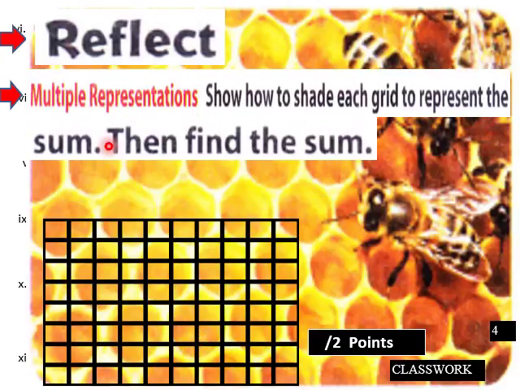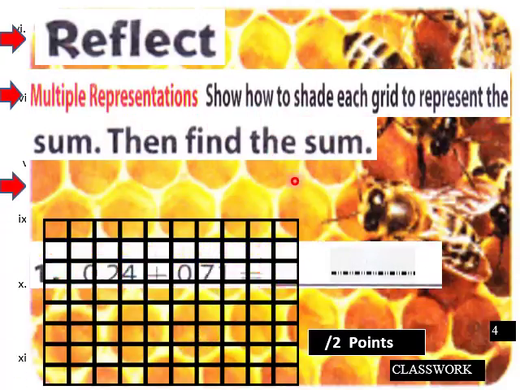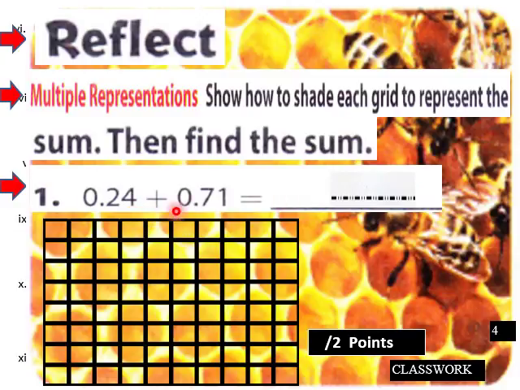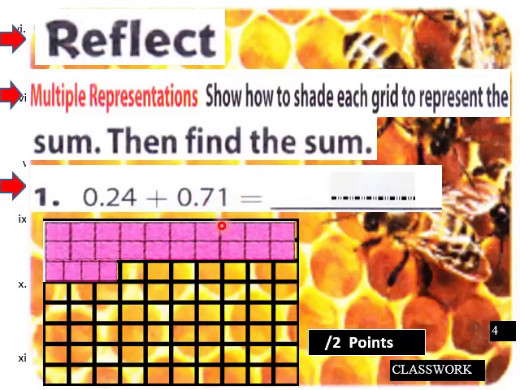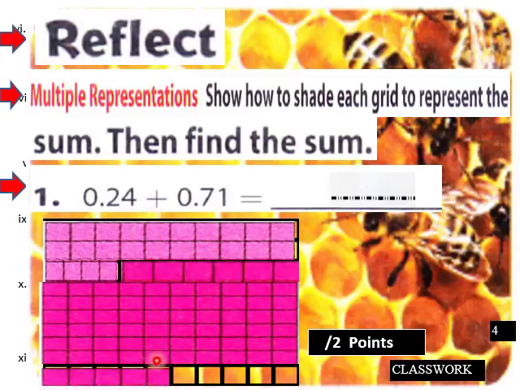Okay, reflect here. Show how to shade each grid to represent the sum, then find the sum. So 0.24 plus 0.71 equals what? So there's 0.24, then 0.71, then what does that equal? 0.95, right? 0.24 and 71. So we have 5 empty spaces here. That would be a complete 100.